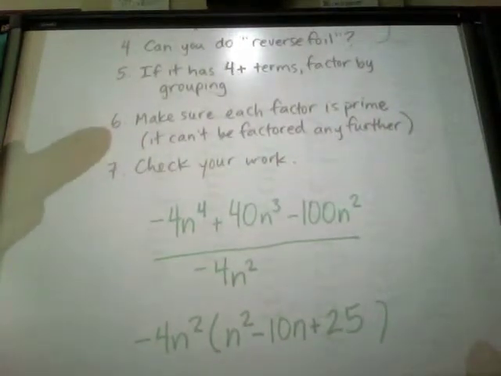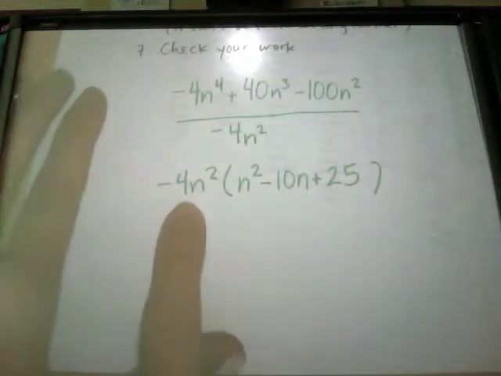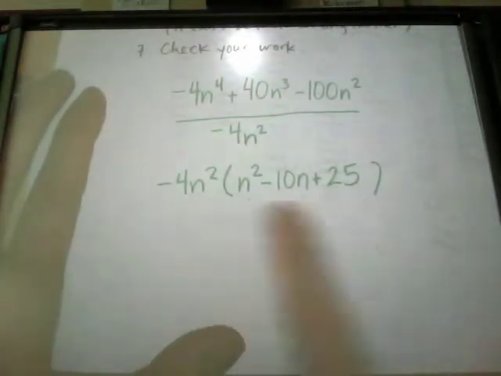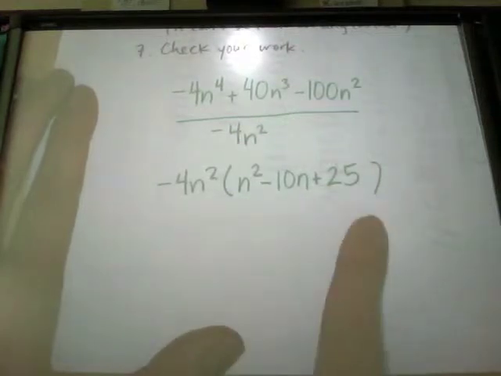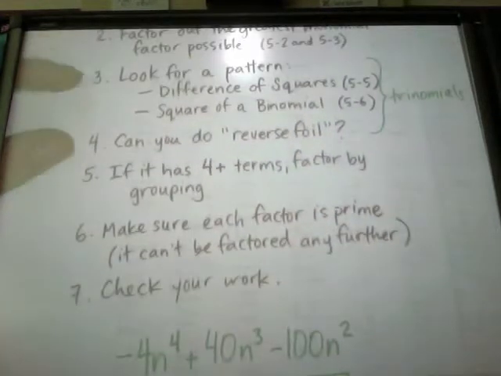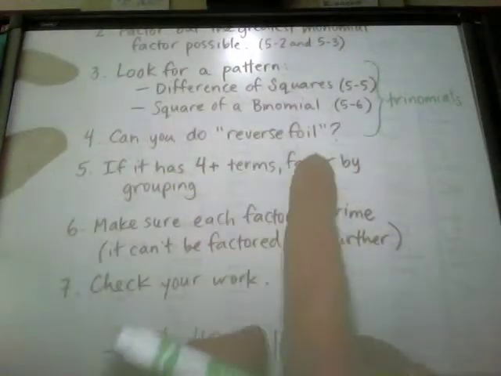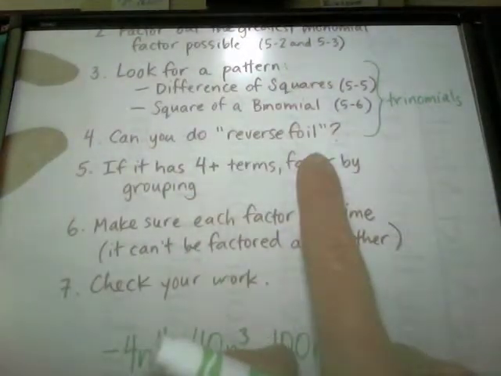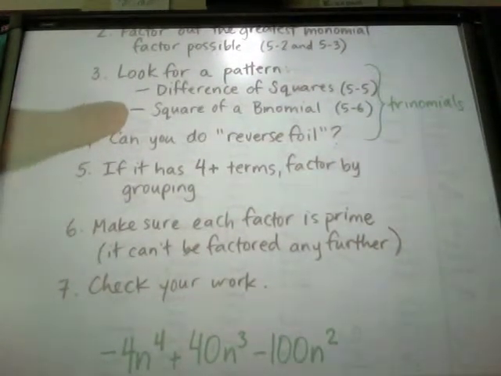First of all, let me say step 6. Make sure each factor is prime. It can't be factored any further. I can't do anything to this first one, negative 4n squared. It's just a monomial. But I can factor this. So this is what step 6 means. I can keep going with this trinomial. For trinomials, remember, I look at step 3 and 4. You can always try reverse FOIL on any trinomial. I'm going to, on this one, check the pattern to remind you how this works.